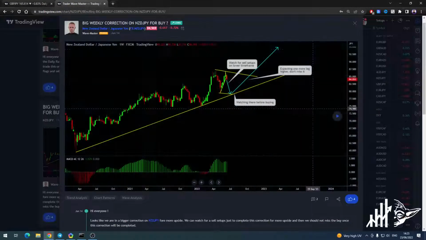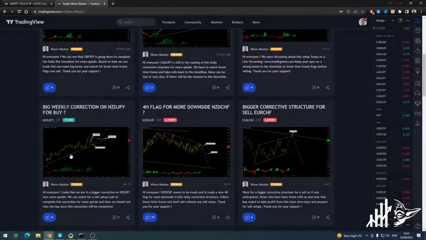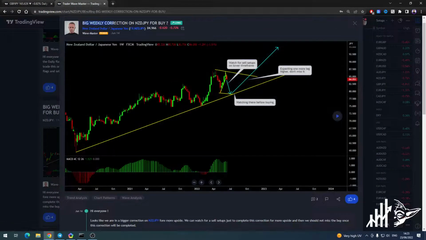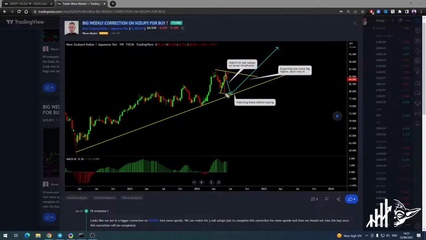USD New Zealand yen, sorry. Big weekly correction on New Zealand yen for a buy. We have to complete this third move of the structure, the third wave of the structure, this leg lower. That will give us a nice flag over there, and then we will probably start pushing higher.